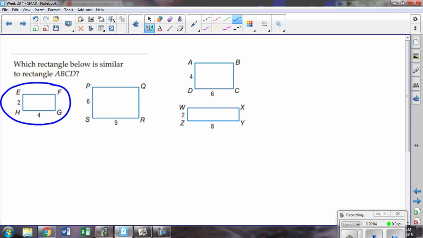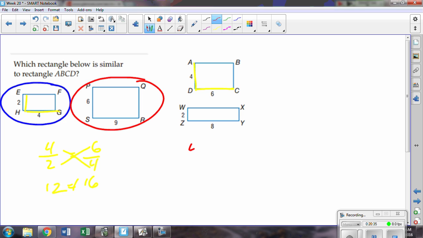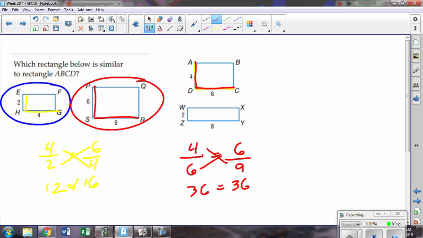Okay, so if I see what you're doing, you were taking the 4 and the 2, and matching that with 6 and 4. So 12 is not equal to 16. Okay, so it's not the first one. Jerica said try the second. So we would say 4 is matching 6, left matching left, and 6 over 9, bottom matching bottom. And since they're both 36. Okay.